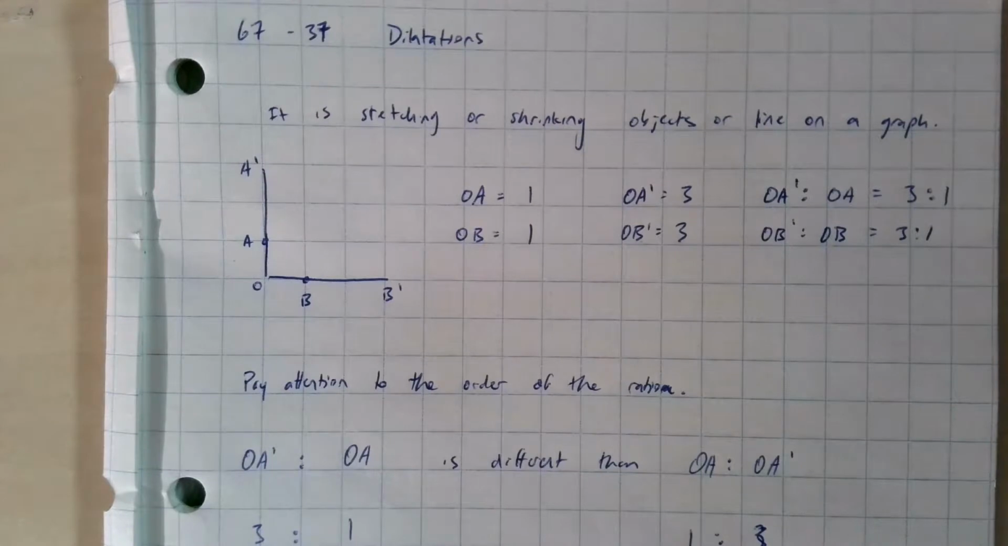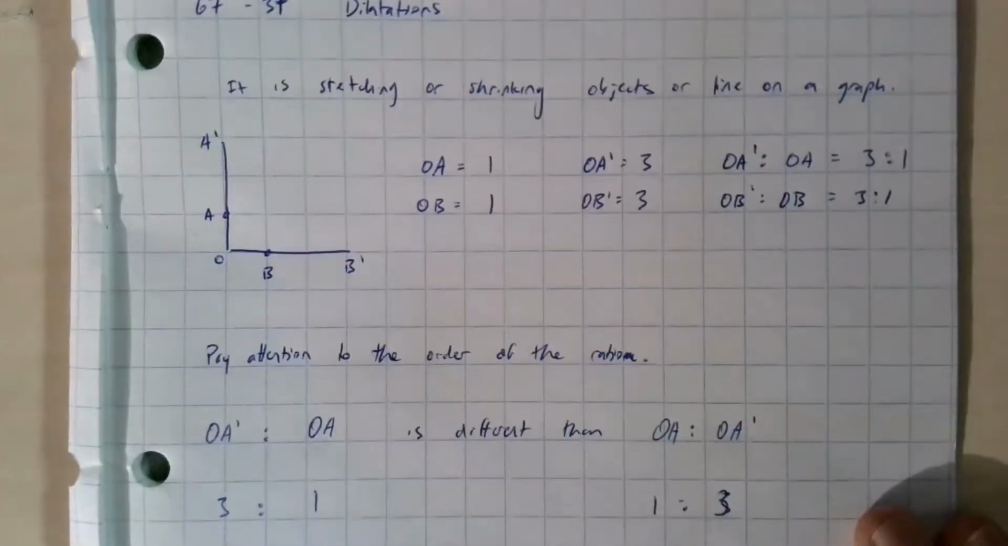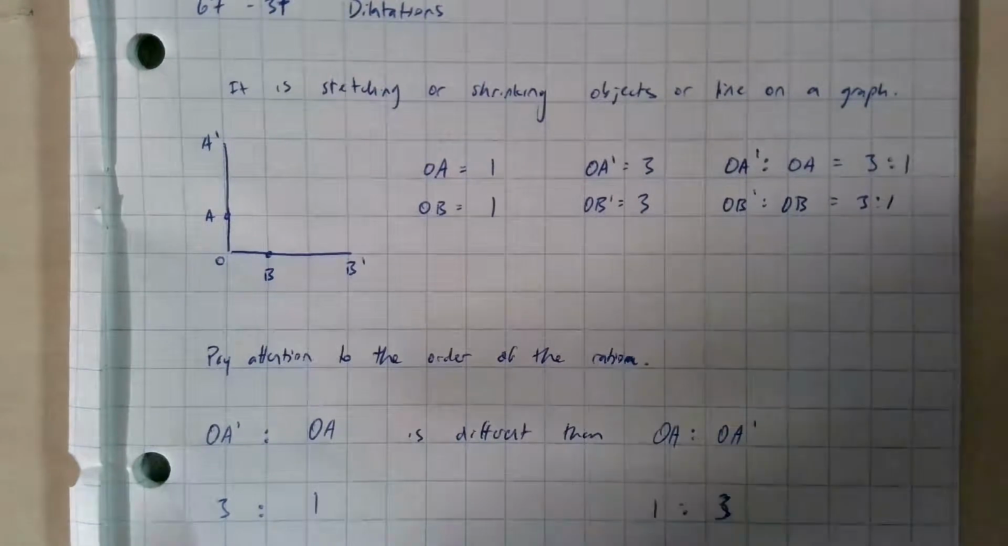Now, how does this apply to math? Dilatations is about stretching objects and shrinking objects. It's a fancy way of saying stretching and shrinking objects. So we're going to talk about some of these examples right now. We'll start off simple with just lines, and then we'll become more advanced as we talk about larger shapes and stuff.